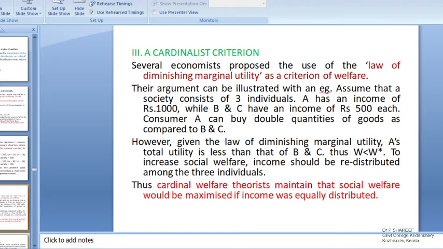Suppose a society consists of three individuals A, B and C. A has an income of 1000 rupees and B and C have an income of 500 rupees each. Consumer A then can buy double quantities of goods as compared to B and C. However, as per the law of diminishing marginal utility, A's total utility is less than that of B and C. Thus, A's utility W is less than the combined utility of B and C, that is W star. Therefore, to increase social welfare, income should be redistributed among the three individuals. Thus, cardinal welfare theorists maintain that social welfare would be maximized if income was equally distributed.